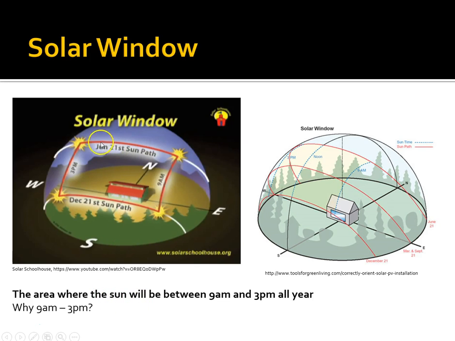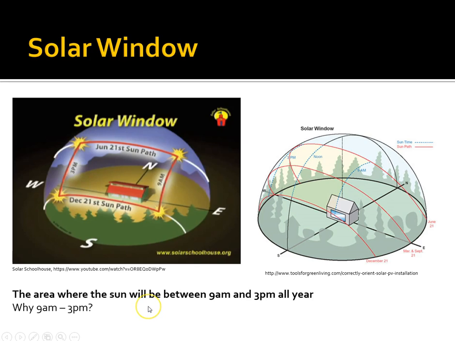This solar window indicates the sun will always be somewhere within this area between 9 a.m. and 3 p.m. all year long. This changes based on your location, primarily your latitude, but the solar window indicates where the sun is going to be at some point all year long. It's going to be in this space. So over here is your solar window for this.